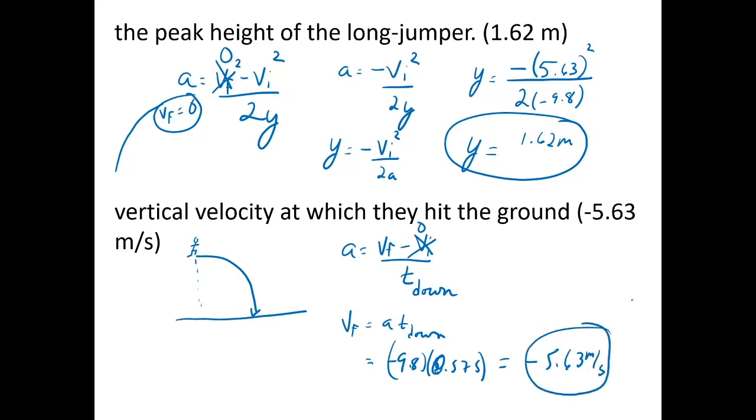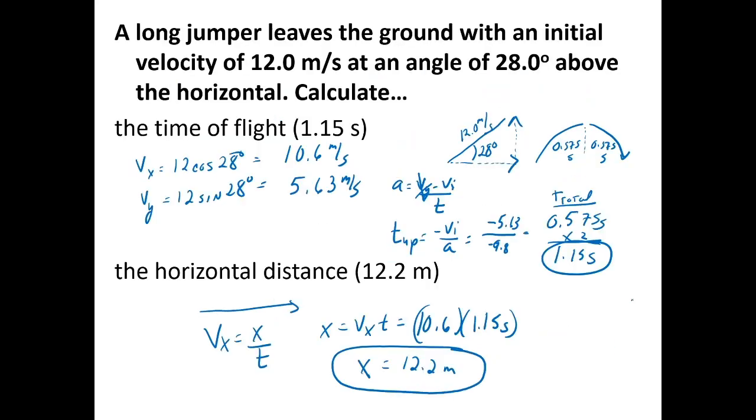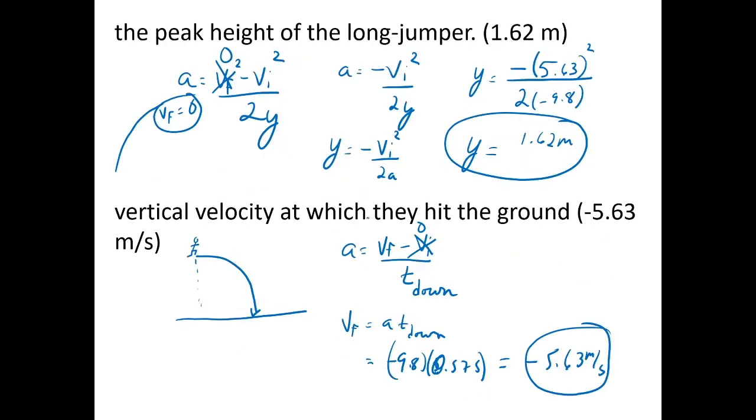Now, if we go back and check, that was actually their y velocity on the way up. They went up at 5.63, and they come back down and land at negative 5.63. It's symmetrical. And the reason that it's symmetrical is because it's a level-to-level situation.